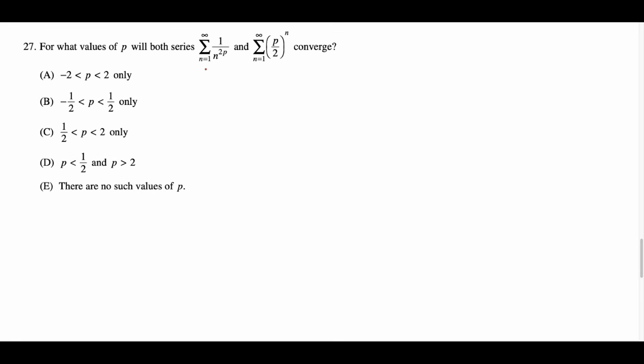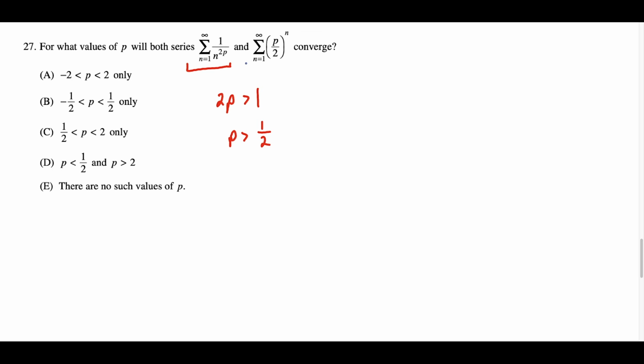So for question 27, we want to know for what values of P will both of these series converge. And for this first series here, this is a P series. And this will only converge when the exponent 2 times P is greater than 1. And this is going to be true when P is greater than 1 over 2. We just solved this by dividing by 2.